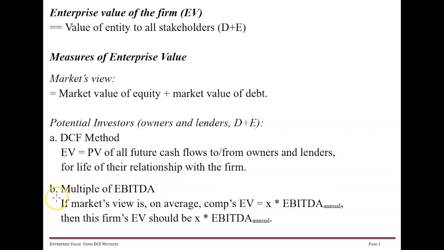And another method, which you may hear a lot on the television as well as other places, is called the multiple of EBITDA method. And the way that this works is that if the market's view is on average, that comp's enterprise value is some multiplier like X times EBITDA, then this firm's enterprise value should be equal to X times its EBITDA. So like I said, we're going to be focused on the DCF method, and we're going to compare our best estimate of enterprise value using the DCF method with Mr. Market's view.